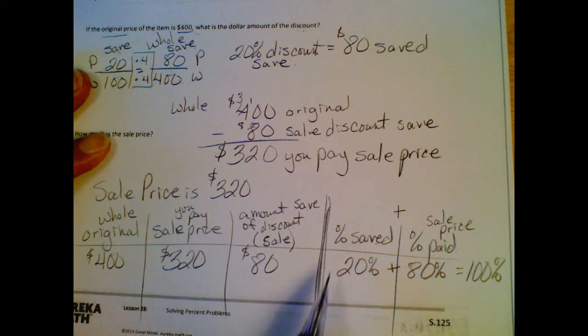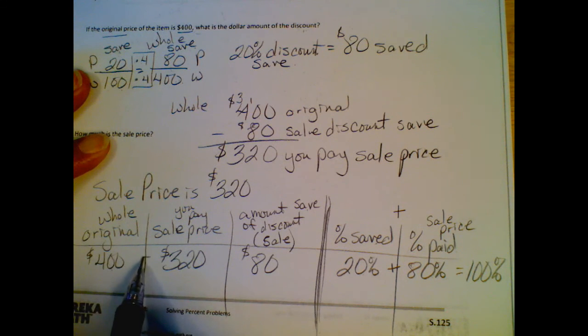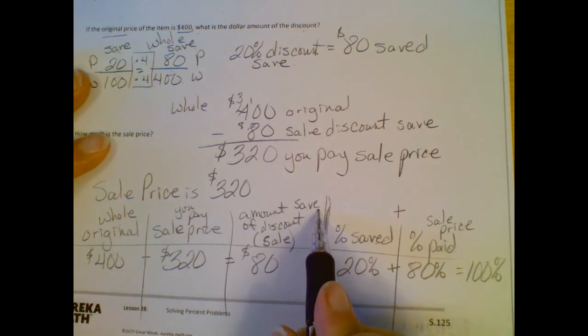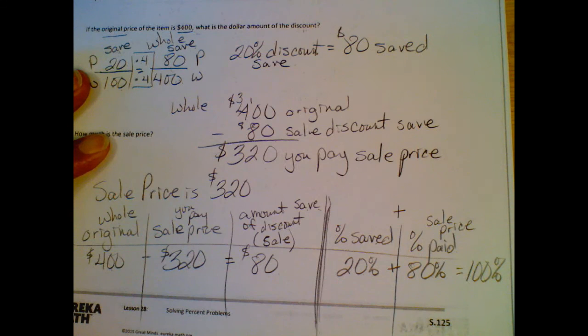Now, in order to get this part of the table to work, I can see that it's 400 minus the 320 to equal $80. That is what you save. Okay, now make sure you write that down because it's going to help in the next video, which is going to be the exercise.